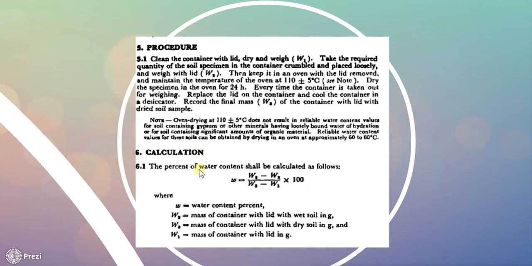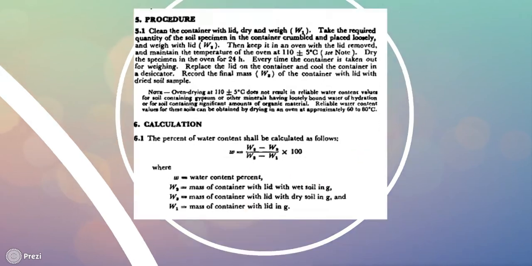Calculation of this goes like this. Water content, small w, is equal to W2 minus W3, that is wet soil minus dry soil weight, upon W3 minus W1, that is dry soil minus weight of container, into 100. So this overall becomes water content w is equal to weight of water to weight of solids.